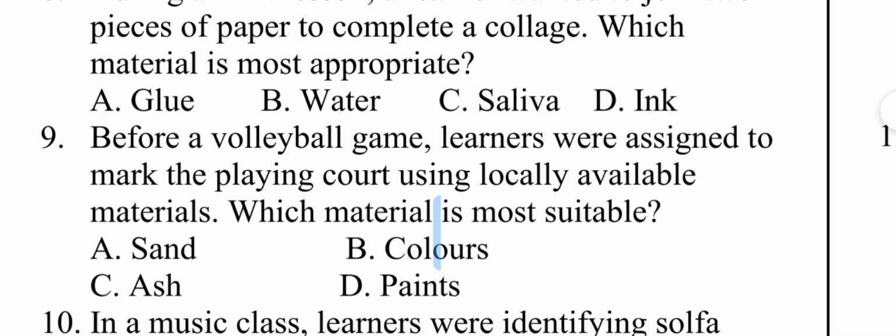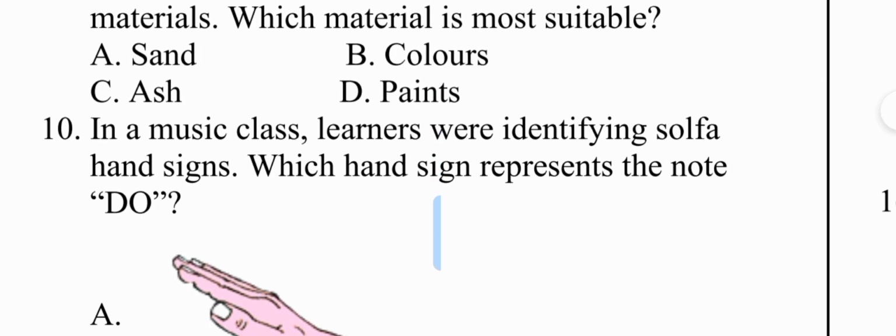Number 9. Before a volleyball game, learners were assigned to mark the playing court using locally available materials. Which material is most suitable? Do we need sand? Do we need colors? Do we need paints? Do we need ash? Locally available material, the one that can be very clear and visible is ash. Ash can be the best to mark the ground, like in the villages when we were marking our fields.